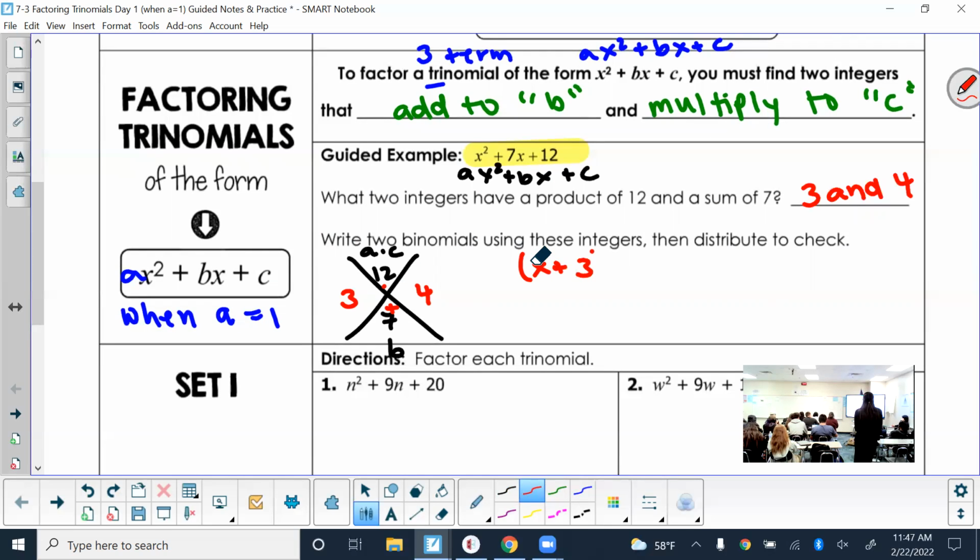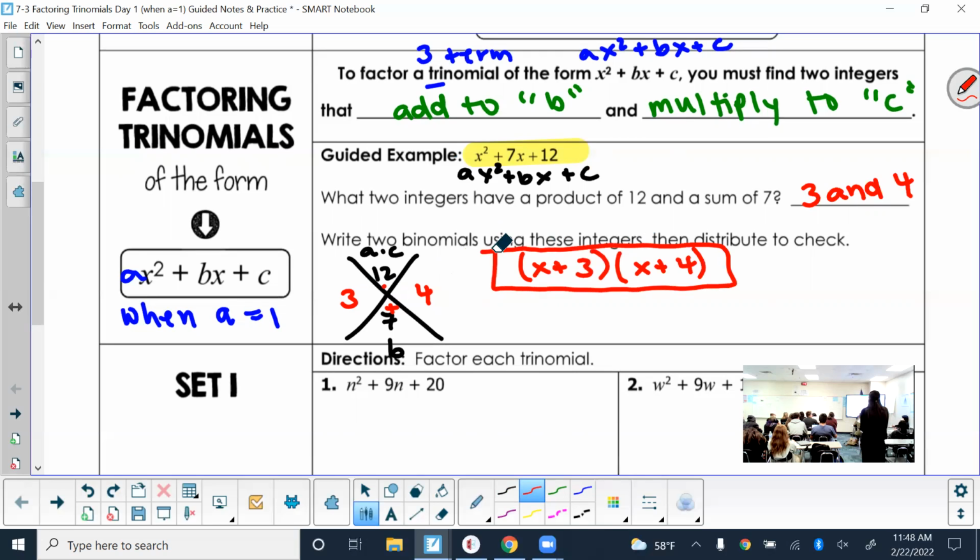Once you find those 2 numbers with our diamond, here's how you write the answer. X plus 3 in parentheses times x plus 4 in parentheses. You use whatever variable they use. The signs depend on whether it's positive or negative in your diamond. So for these, they're both positive. And then that's my answer.